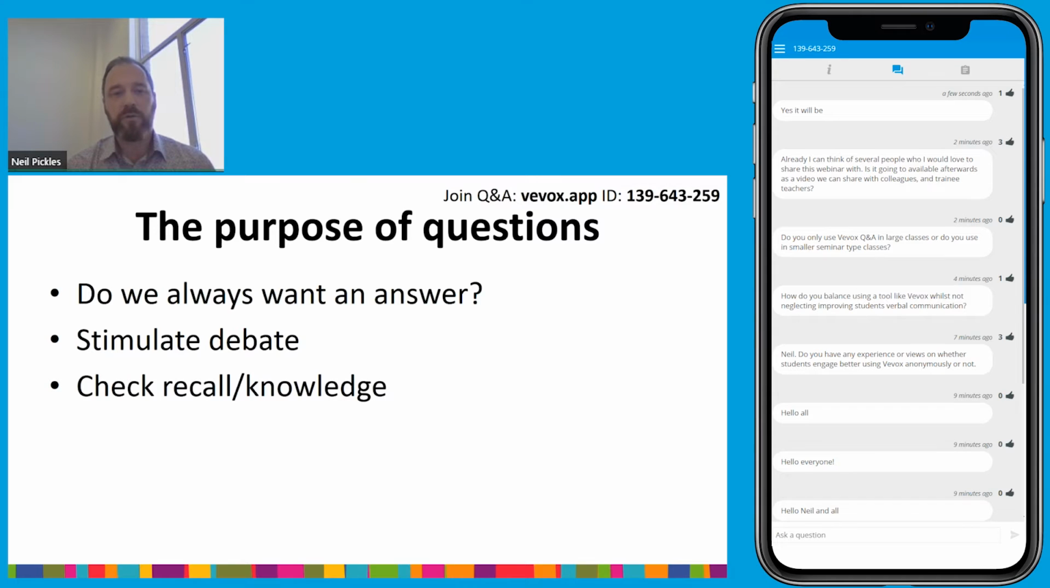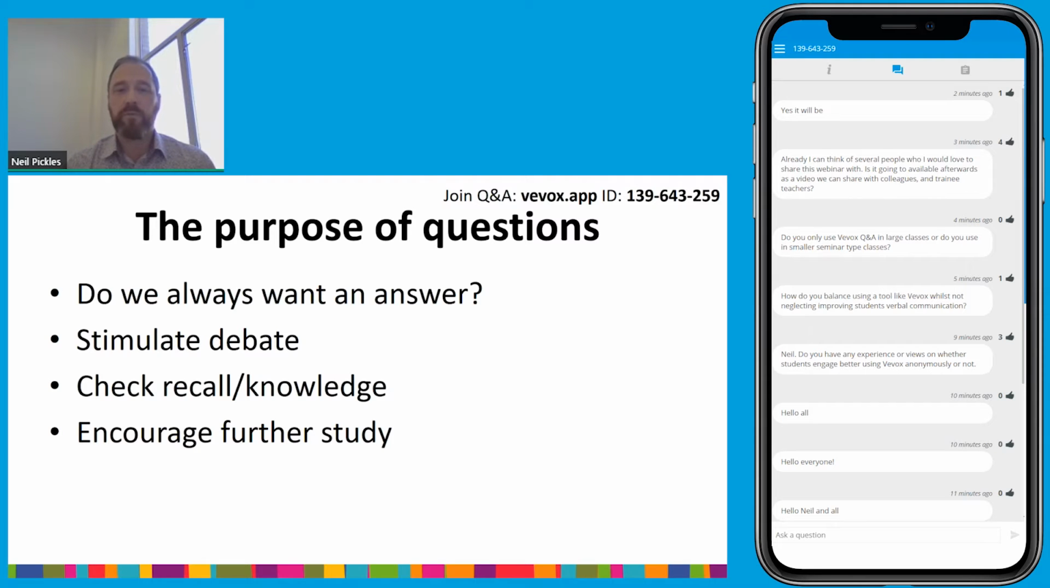From an education point of view, questions are often seen as really useful to check recall and to check knowledge. And that can be a really powerful use of questions, but bear in mind the pressure of asking and answering questions in a live setting doesn't necessarily translate into an accurate picture of the recall of facts from a group of students.